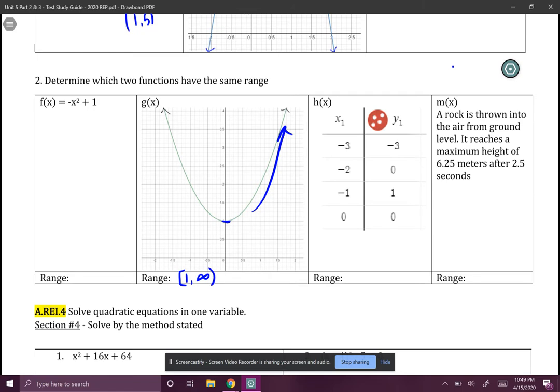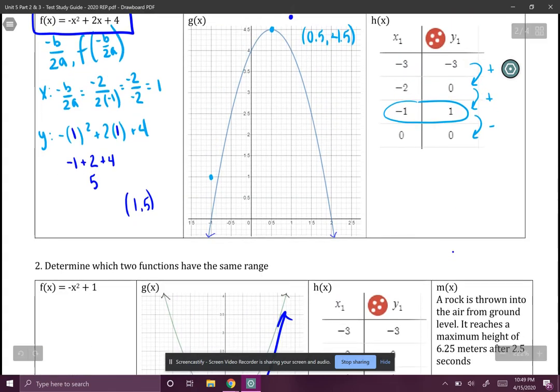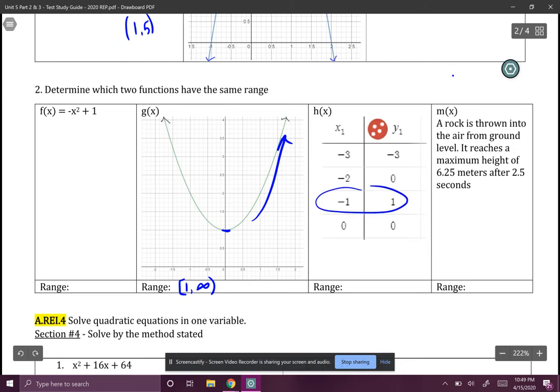Let's move to the table. Our vertex, if you notice, is actually the same table from the previous question. So our vertex in this case is -1, 1. And since our y values are increasing, then decreasing, that means the parabola is going to look like this. Increasing first until it hits -1, 1, then decreasing after that. So we know that our lowest possible value is going to be -infinity, and our highest possible value corresponds to this y value right here of 1. So as of right now, these two functions do not have the same range.